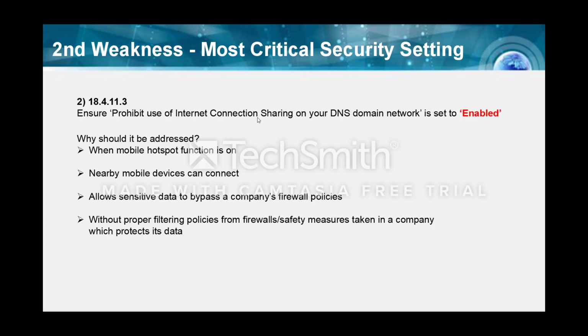The second point is ensure prohibit use of internet connection sharing on your DNS domain network is set to enable. So why should this be addressed? When the mobile hotspot function is on, nearby mobile devices can connect. If the policy is not adhered to, mobile hotspot is one of the ways allowing sensitive data to bypass a company's firewall policy to be sent outside of the network. And the data sent out of the network are without proper filtering policies and the safety measures taken by a company which protects its data.